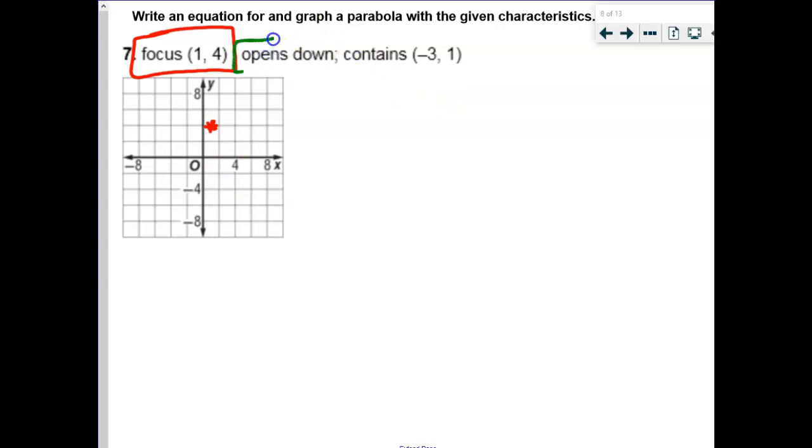It says it opens down. What does that tell you? That the P is something negative. It also tells you that this is what kind? Vertical. So the formula you're going to be using is X minus h squared equals 4p times y minus k.